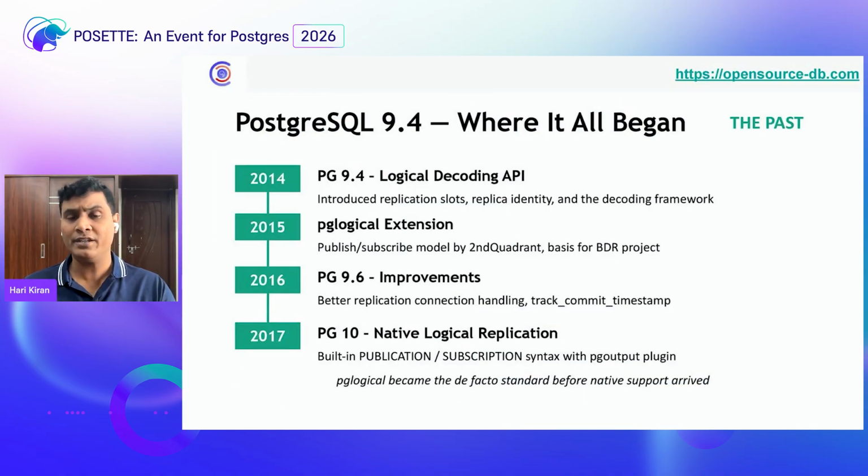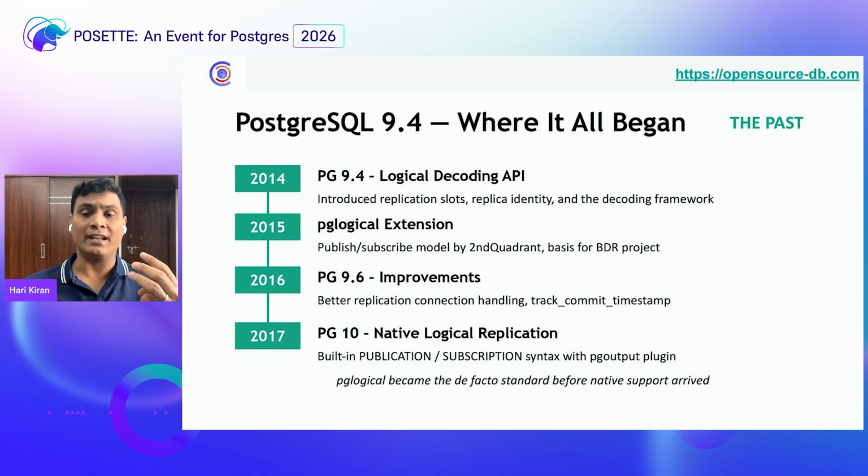What was the foundation that was laid as part and parcel of Postgres 9.5? Now let's rewind it a decade or a decade and a half, right? Postgres 9.4 was the first release where there were the building blocks for logical replication, right? Now that introduced into the core of Postgres. And Postgres 9.4 gave us three critical primitives.